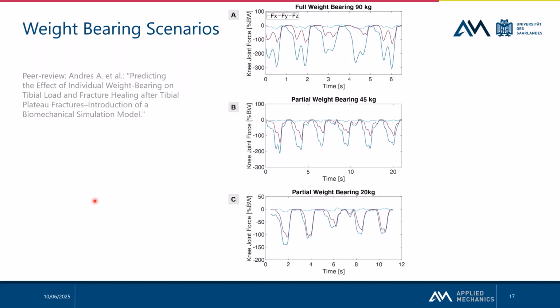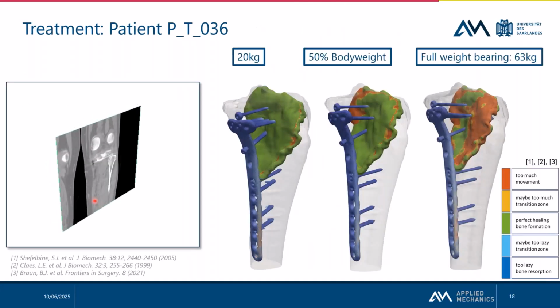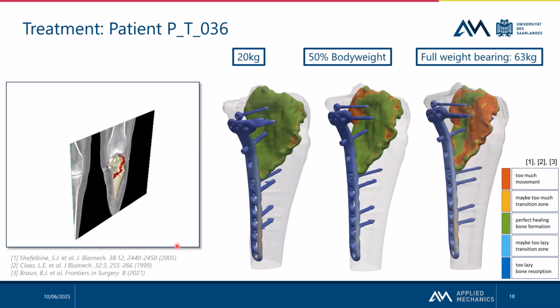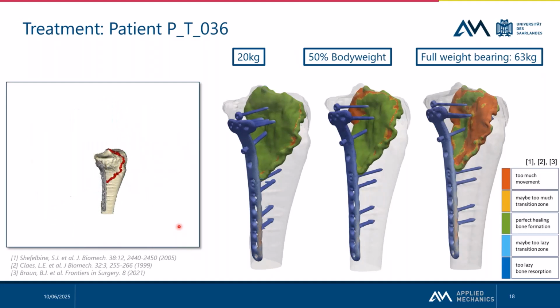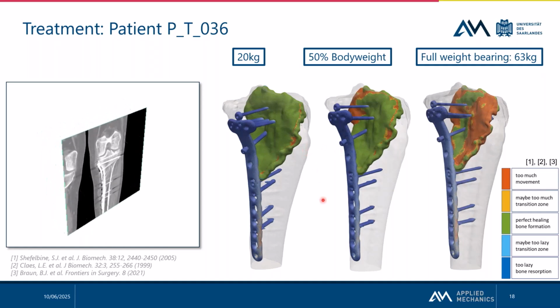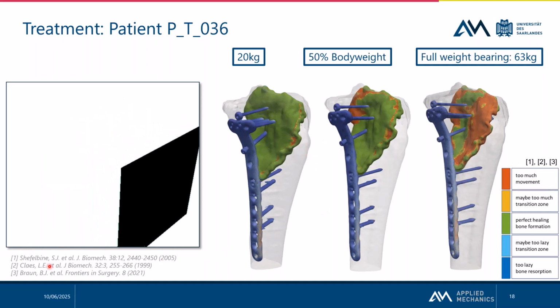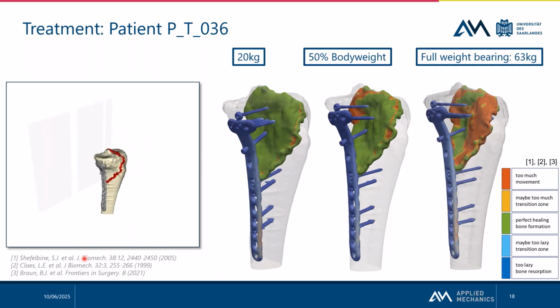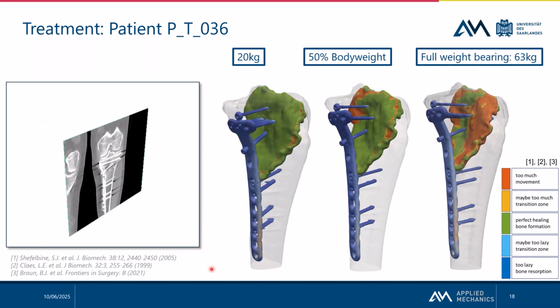So we estimate the different knee joint forces, and now we look at the simulation to understand what it means. We have here a patient with a tibial head fracture, and for this color visualization, we use the approach from Schell, Epari, and Claes to link local strains and stresses to the healing window. They created a healing window.